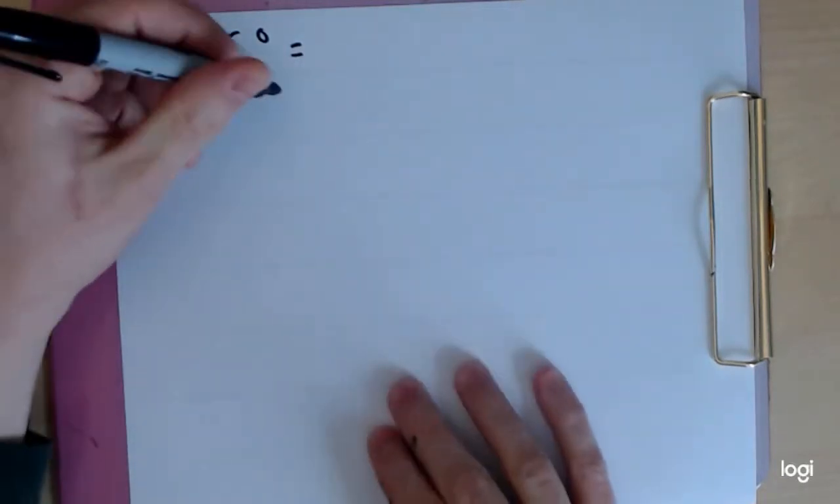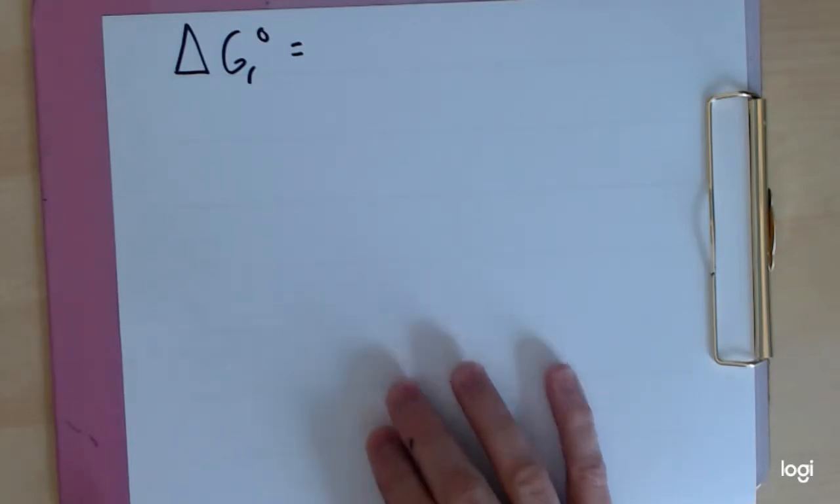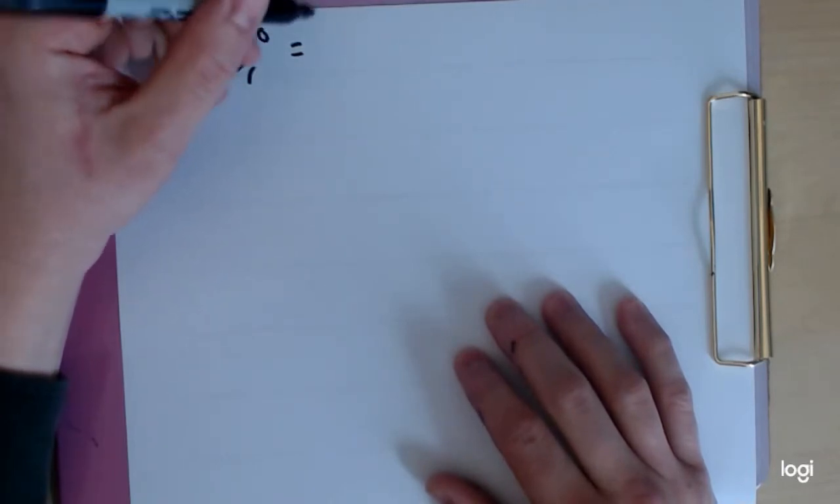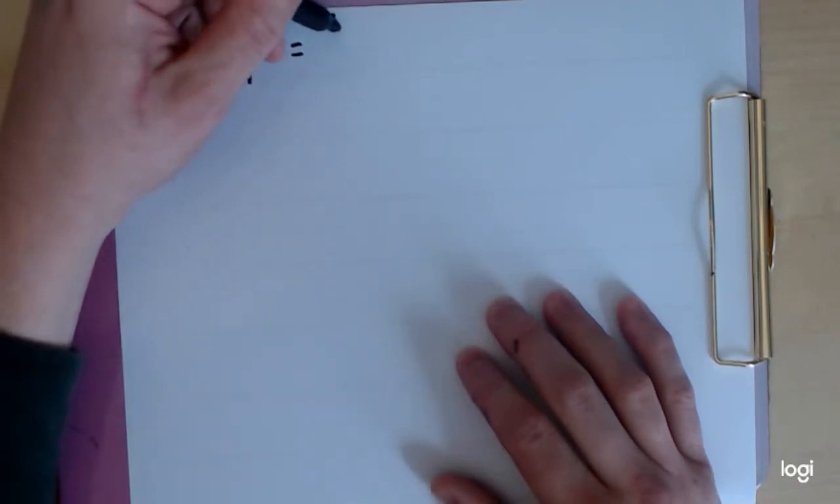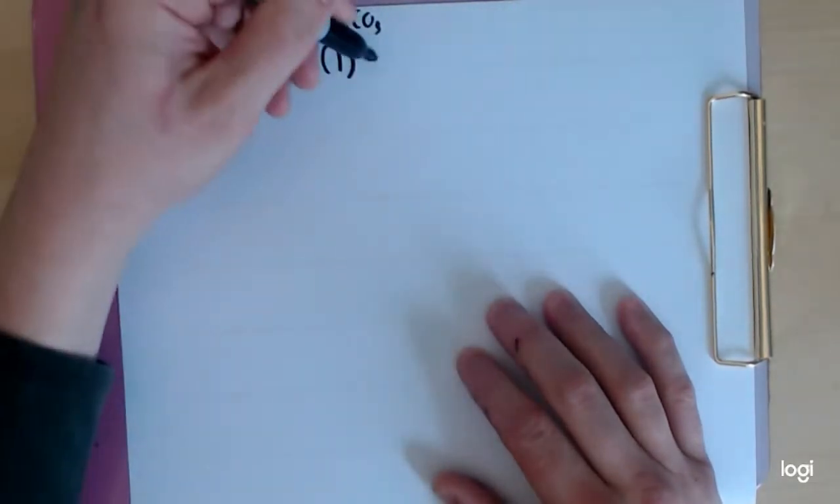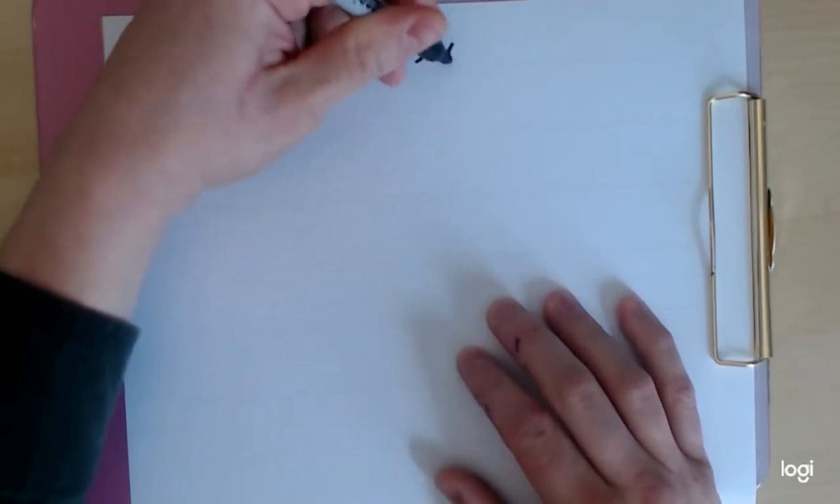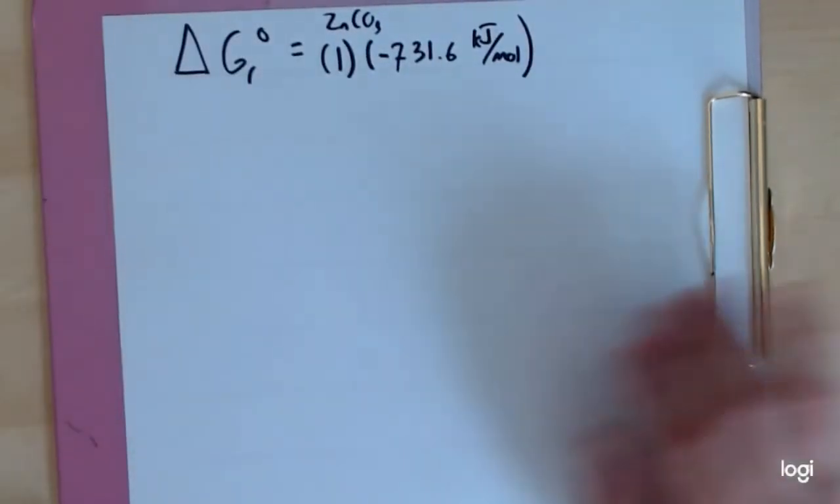The first step to solving this problem will be to determine the standard Gibbs free energy of reaction through the formula that we just looked at, using the Gibbs free energy of formation for all the products and reactants. To do that, we'll sum all of the stoichiometric coefficients of the products multiplied by their Gibbs free energies of formation. The one product that we had was zinc carbonate. The stoichiometric coefficient in the equation was 1, and the standard Gibbs free energy of formation was negative 731.6 kilojoules per mole. Everything is going to be in kilojoules per mole.